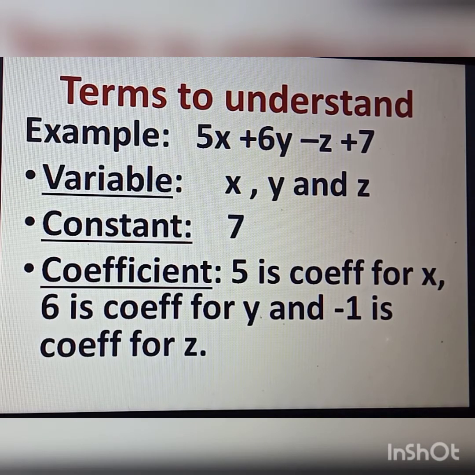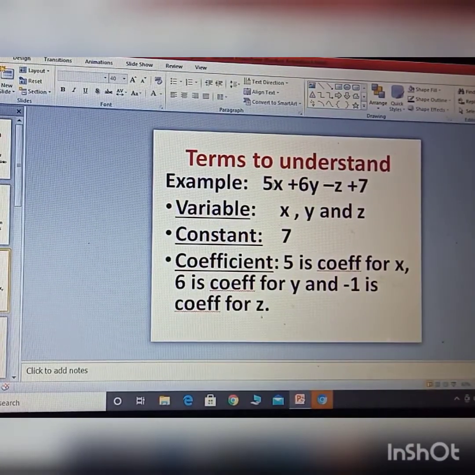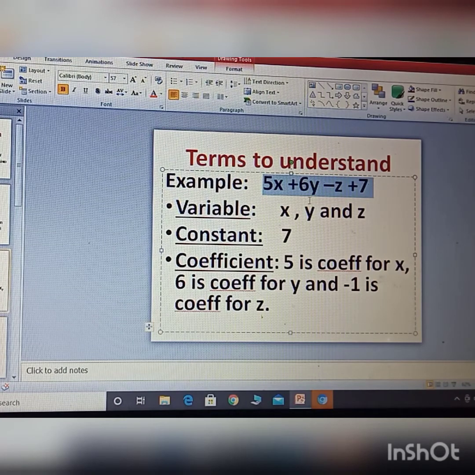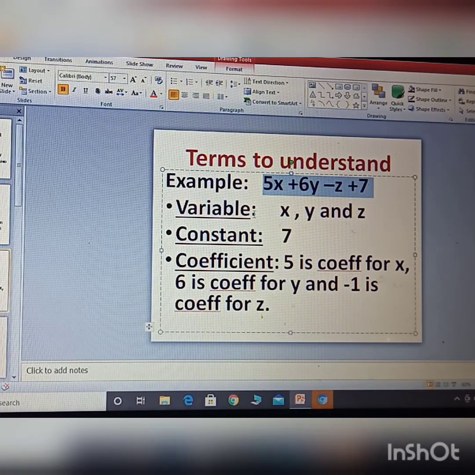Yes, here it is: terms to understand. I'll be describing these three basic terms, variable, constant and coefficient, using this example. Let me show you this example on a short screen. You need to focus on this highlighted expression: 5x plus 6y minus z plus 7. This is one algebraic expression, and I'll be describing the meaning of variable, constant and coefficient using this example. So let me start.